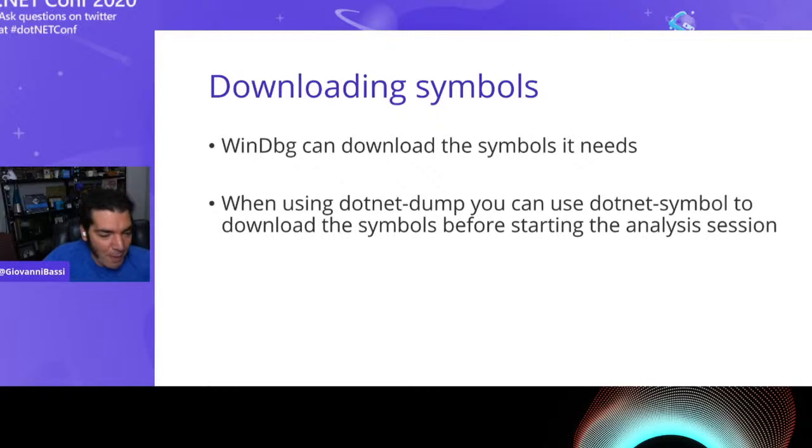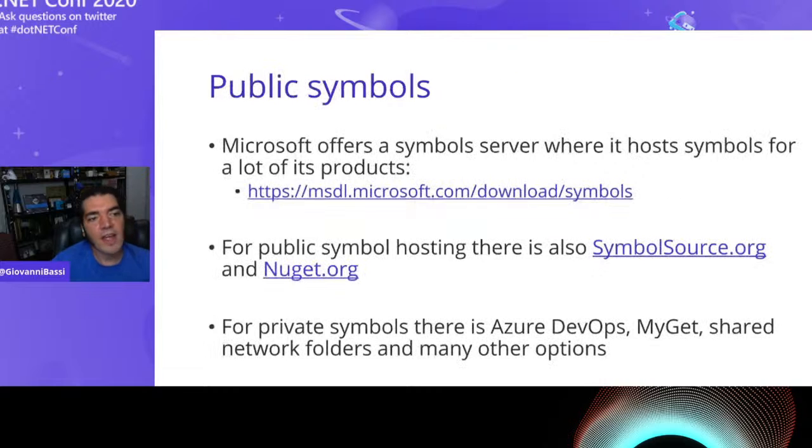WinDbg already downloads the symbols by itself. You don't have to do anything. But when you're using a .NET dump, you usually use the dotnet-symbol tool to download the symbols before starting the analysis session. Microsoft publishes their symbols at this address, msdl.microsoft.com, where you can download from. For public symbols, you can use symbolsource.org and nuget.org. For private symbols, you can use Azure DevOps, MyGet, a shared network folder, and many other options. You might just publish them to App Service, for example, and then download them from there if you want. That's totally possible.